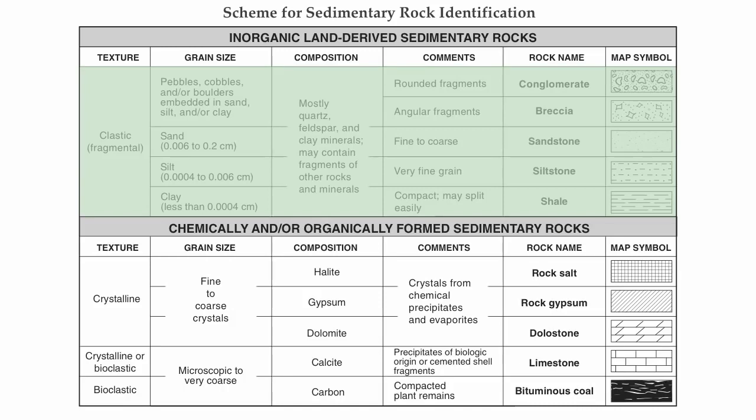Now, if you'll notice under grain size, you can see the different size sediments that make up each of the rocks. Composition tells you what minerals you would expect to see. Comments are just important information. And then, of course, you have the names of the rocks and something called the map symbol, which we'll be using more later in the year.